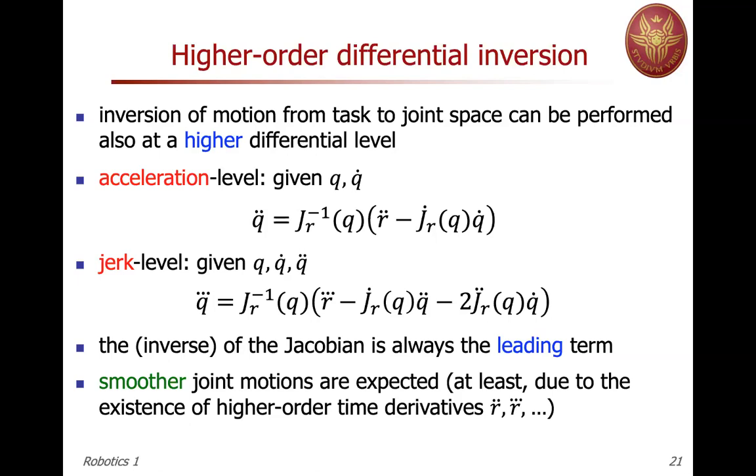Why is that? Because in fact, you have a command, a Cartesian command, which allows higher order derivatives, so acceleration, jerks, and so on. So you don't have spikes for this quantity. So the Cartesian commands are smoother. If you are in this situation, then you would like to get smoother motion also in the joint space. And so you invert the differential equation at the higher order. Okay? Why smoother? I hope it's clear to you.